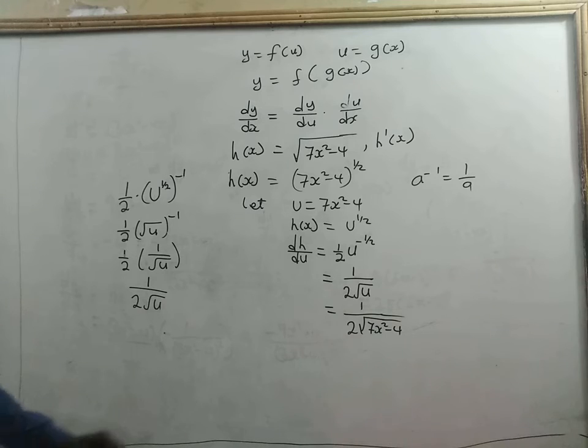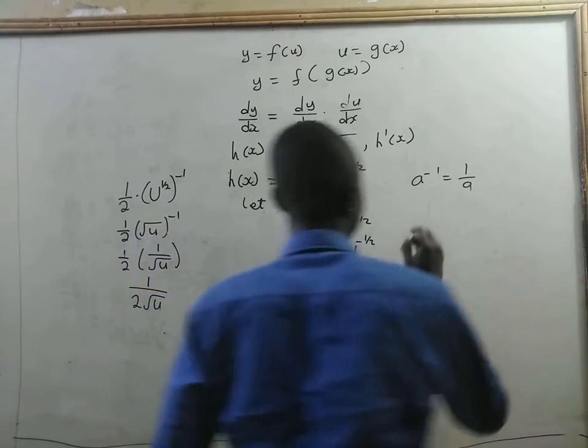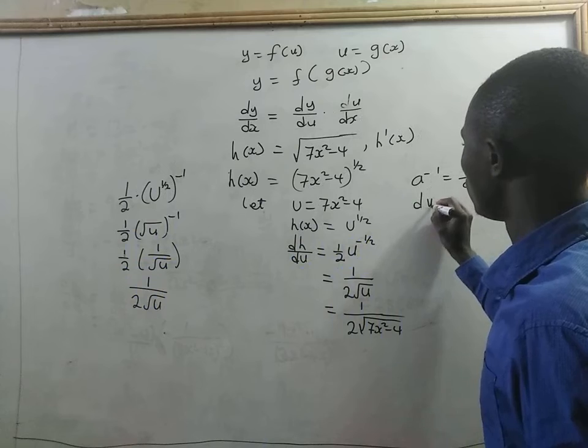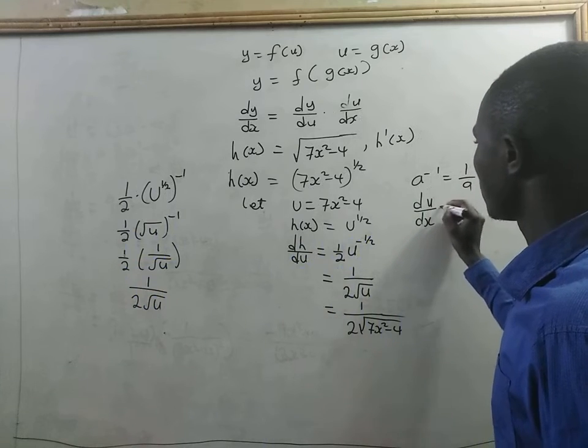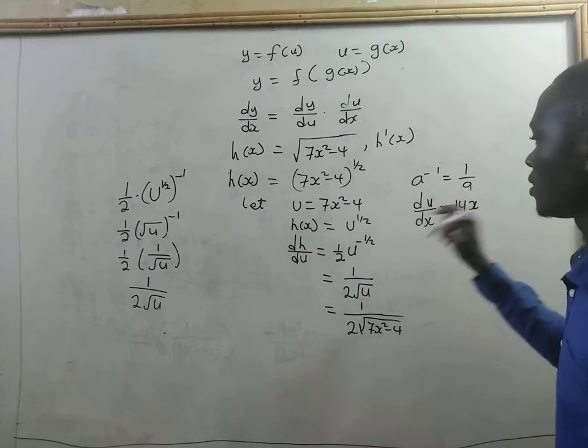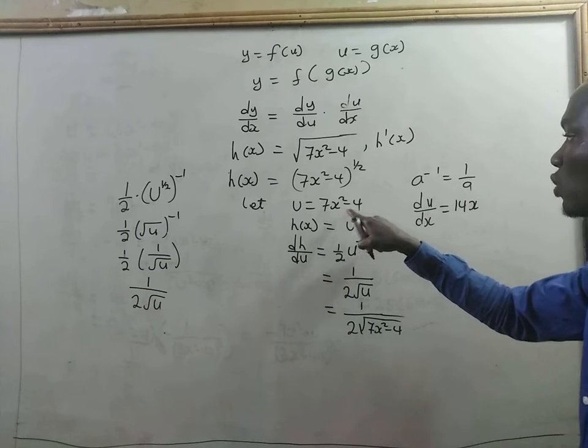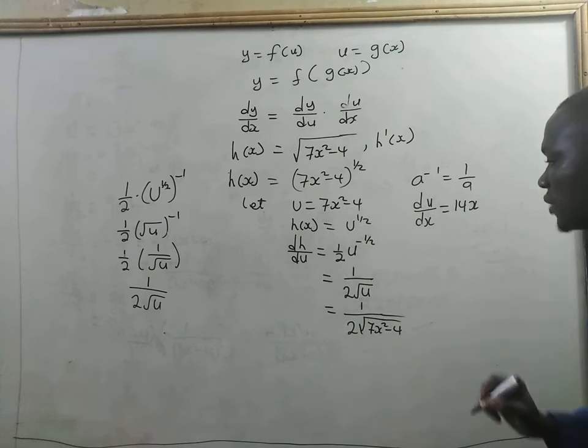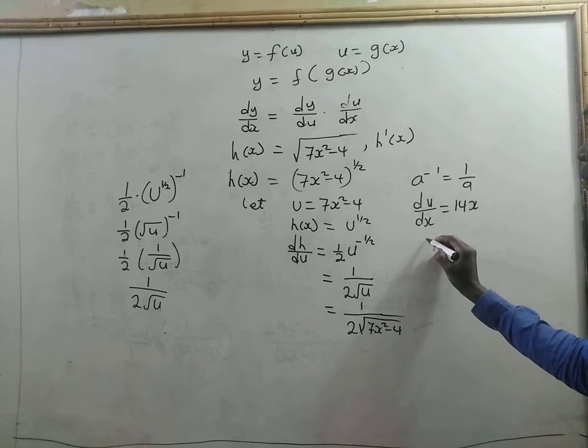Okay, now that is that. So let's find u on the x. The derivative of u with respect to x is, if we differentiate 7x squared, we get 14x. The derivative of a constant is 0. So if you differentiate negative 4, you get 0.